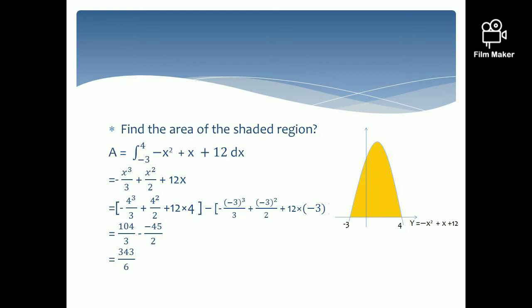the lower boundary. Therefore, if you integrate minus x squared plus x plus 12, you receive the answer minus x cubed over 3 plus x squared over 2 plus 12x. Then after that, you have to substitute the upper boundary 4, minus substitute the lower boundary minus 3. If you work it out, you will receive the answer 343 over 6.